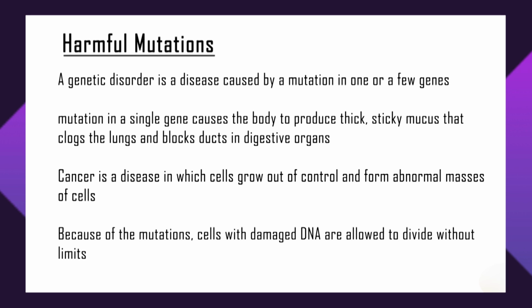Cancer, we are all familiar with cancer. Cancer is a disease in which cells grow out of control, in an uncontrolled way, and form abnormal masses of cells. It is generally caused by mutations in genes that regulate the cell cycle. Because of the mutations, cells with damaged DNA are allowed to divide without limits. Cancer genes can be inherited.